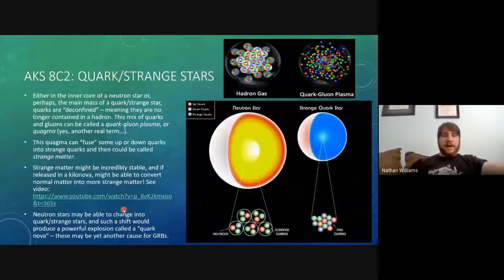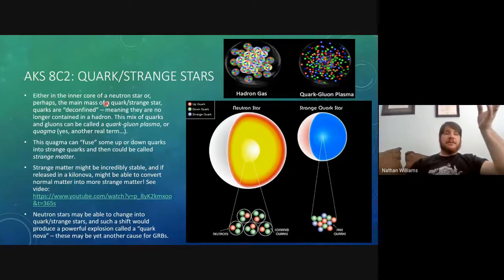Now, a little bit more about these theoretical stars. Another thing that is possible here is that this kind of quark matter, where it's not confined to particles like protons and neutrons, might not only be found in a quark star or a strange star. It might also be in the core of a neutron star. We discussed that earlier. But anyway, either in the inner core of a neutron star or perhaps in the main mass of a strange or a quark star, the quarks are deconfined. They're no longer contained within a hadron like a proton or a neutron.